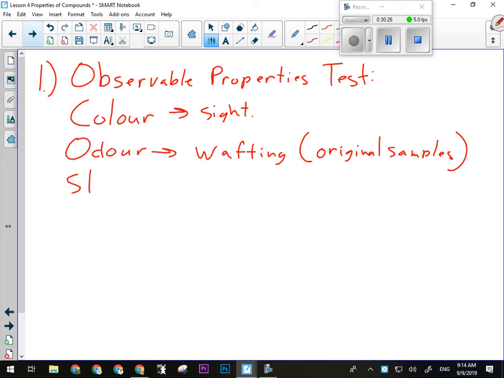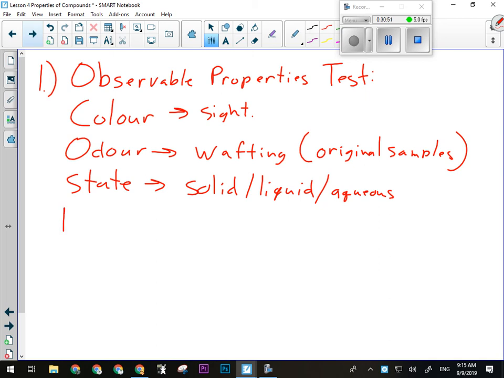State. So solid, liquid, or gas. Obviously, there won't be any gases. This one will also be important, whether it is aqueous or not. That means it's already dissolved in water, and there is one that you'll have that's already dissolved in water.